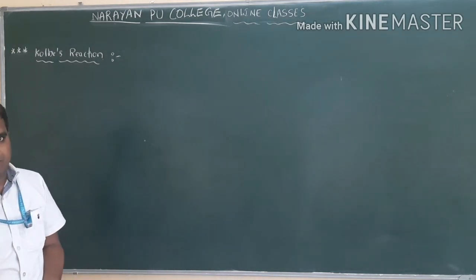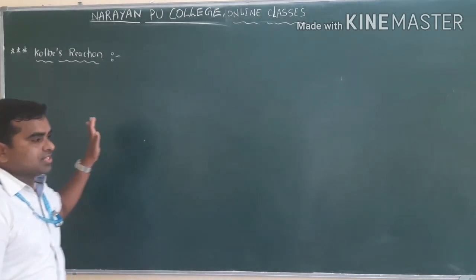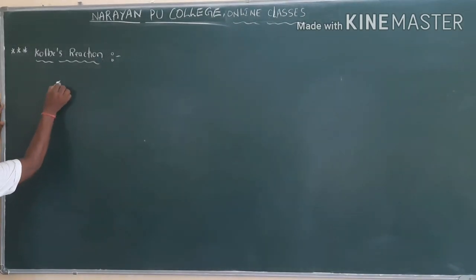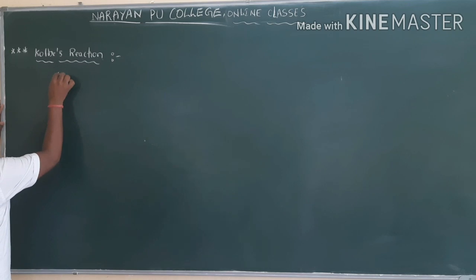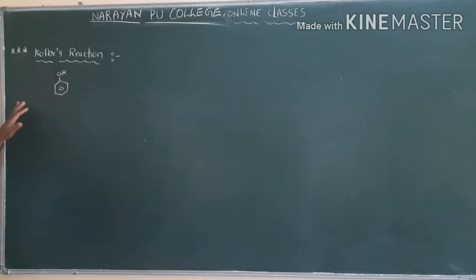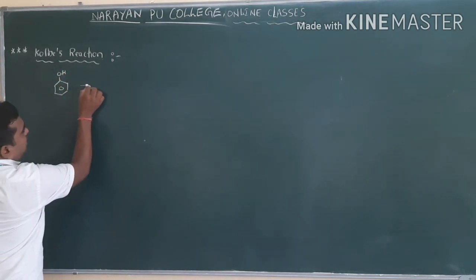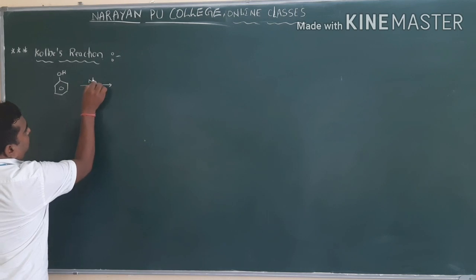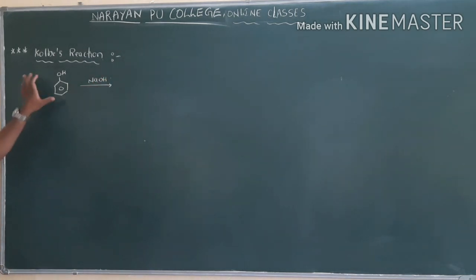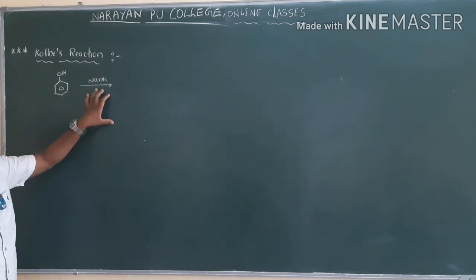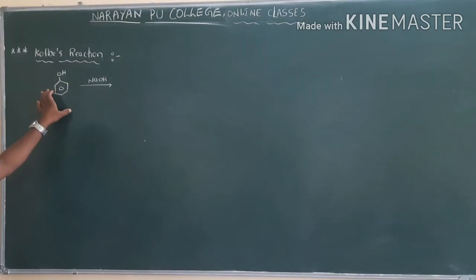How phenol will be converted, we will discuss here. First we will take the phenol. This is the phenol. On the benzene ring, the OH group is there. Now first it is treated with the base NaOH. Treated with which base? You know phenol is acidic and NaOH is a base.